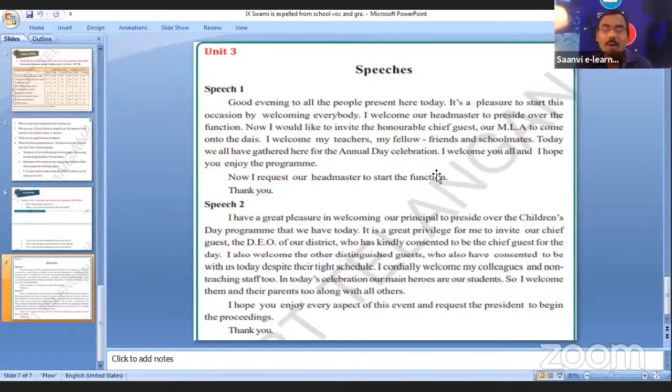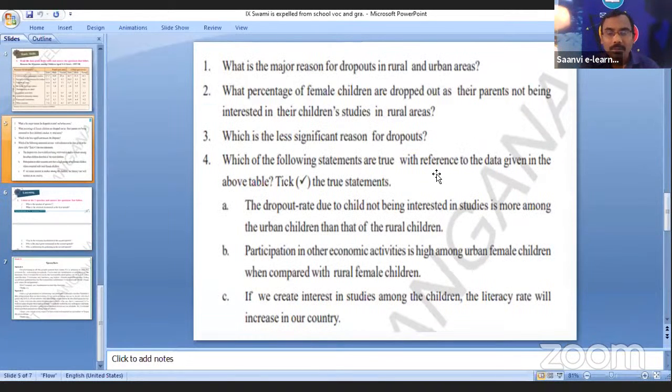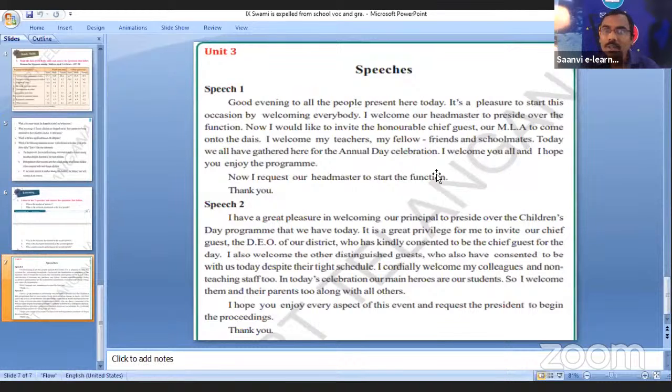Thank you. So here you have two speeches. The first question: who is the speaker of speech 1? A student. See, good evening to all the people present here today. It's a pleasure to start this occasion by welcoming everybody. I welcome our headmaster to preside over the function. And he also welcomes the teachers also. That's why it's a student. Who is the speaker of speech 1? A student.